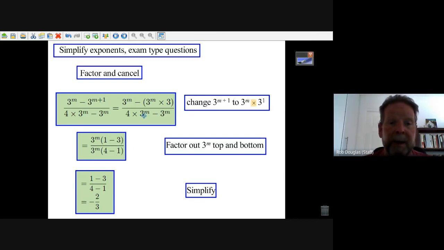So that works. Now look at this 3 to the m in both of these. So you can write down the 3 to the m once, put a bracket, put a 4. 3 to the m times minus 1 is minus 3 to the m. So it works. 3 to the m is a factor of both of these things. It comes out, and now we have something divided by itself, which just equals 1. 1 minus 3 is negative 2. 4 minus 1 is 3, so that's negative 2 over 3.